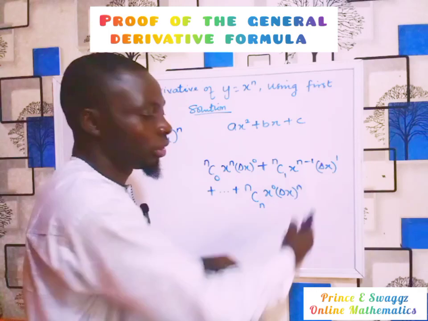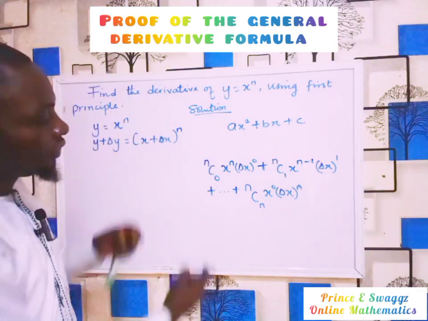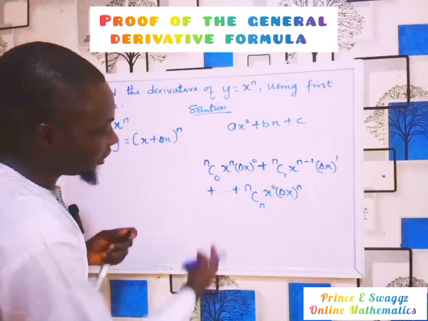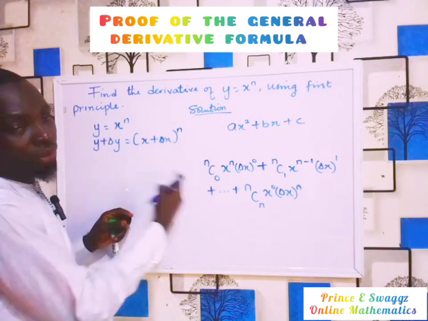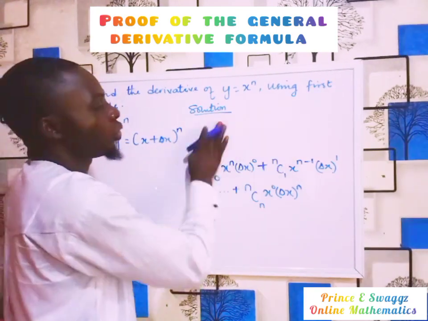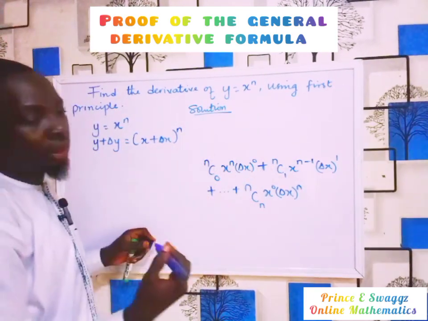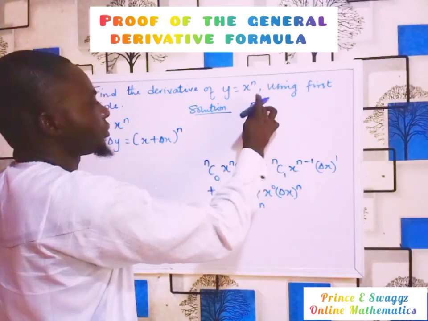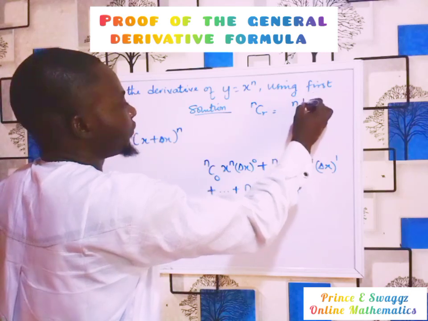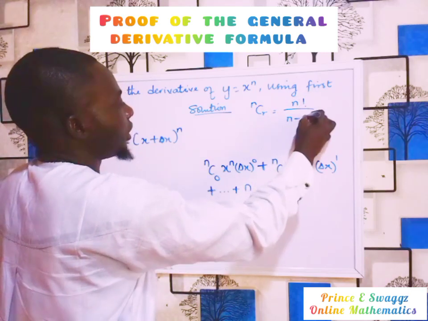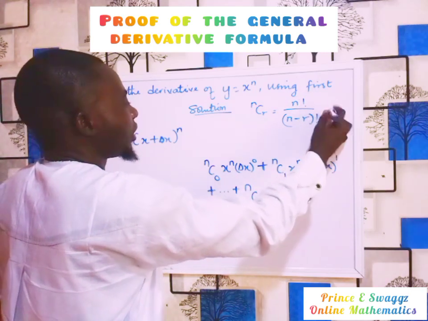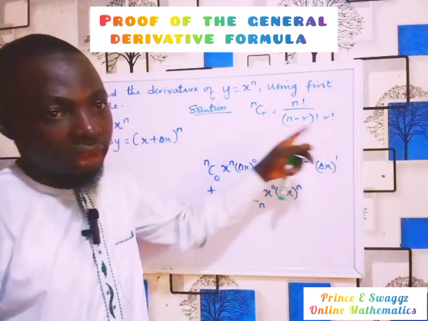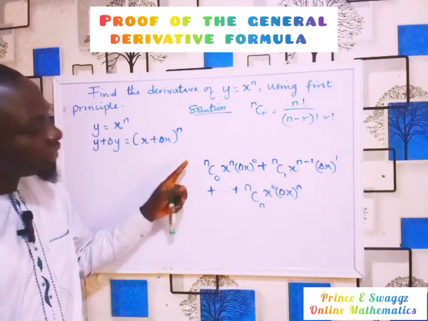So by then it will be what? Raised by what? n. So if you simplify this, n combination 0 will give us what? 1. From our knowledge of combination, where we have n combination r equals n factorial over n minus r factorial r factorial. And this is n combination 0.